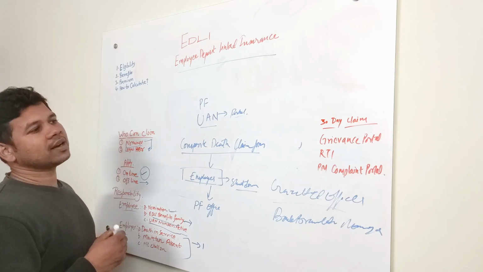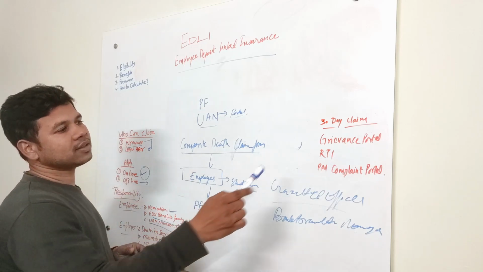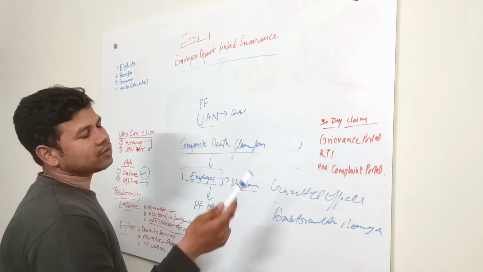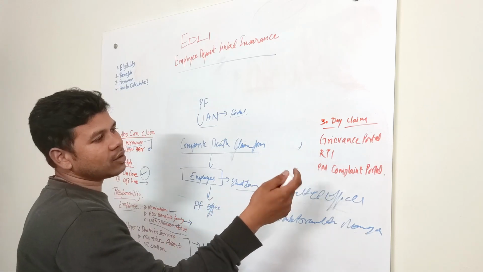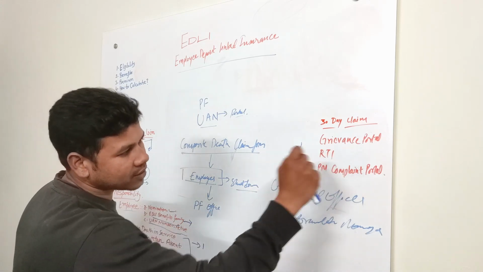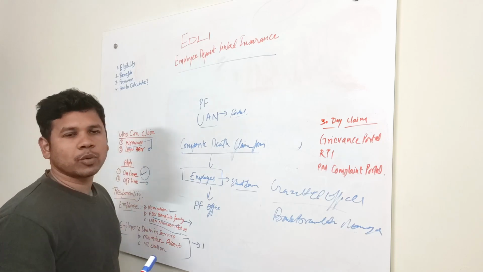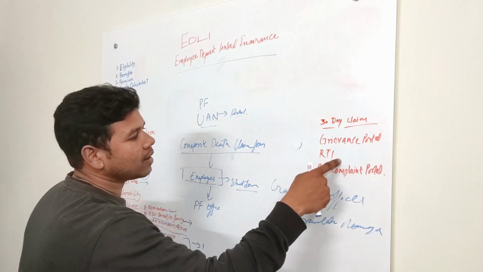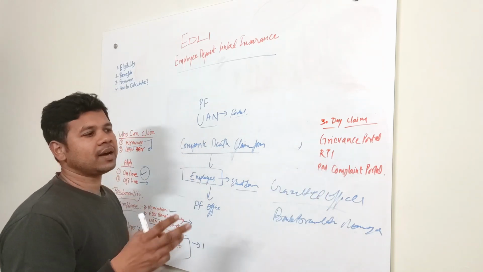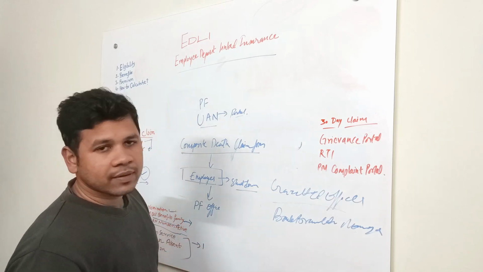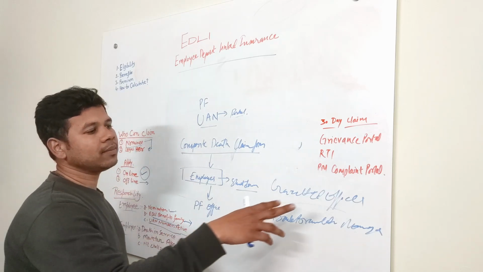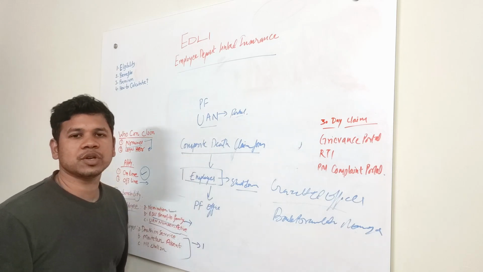After applying, the claim should be settled in 30 days only. If it is not done, then the nominee or legal heir should approach the grievance portal, and if the grievance portal doesn't help, then the next step is filing an RTI. And if even that is not answered, then the PM complaint portal is the last option to go for.